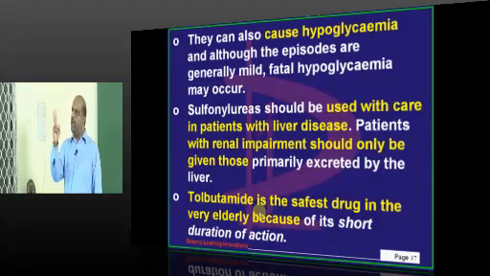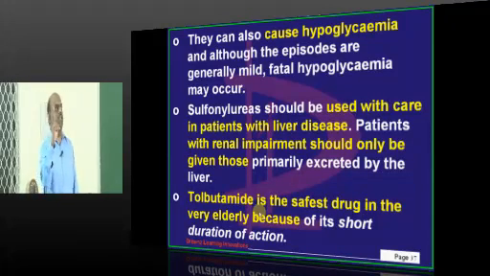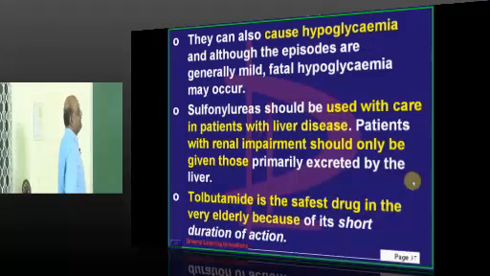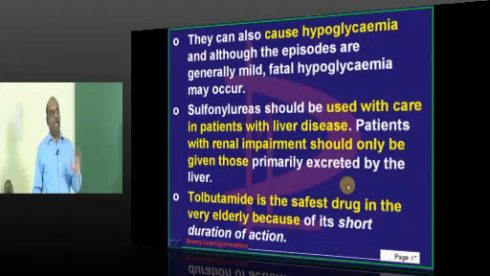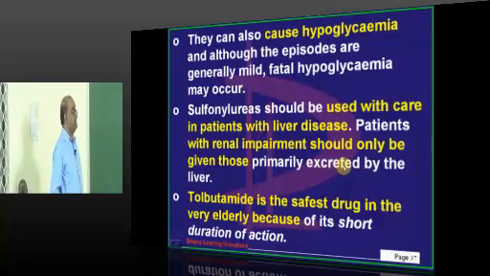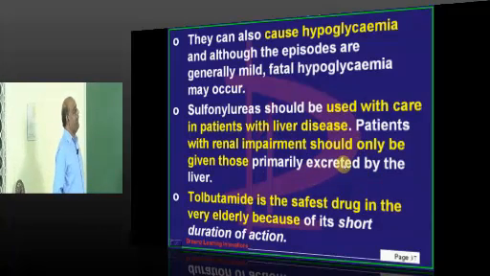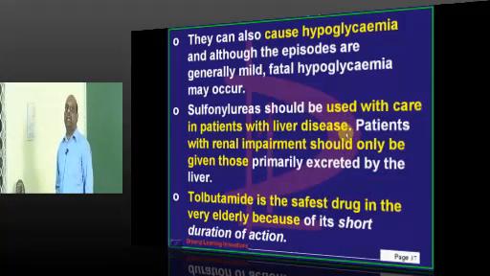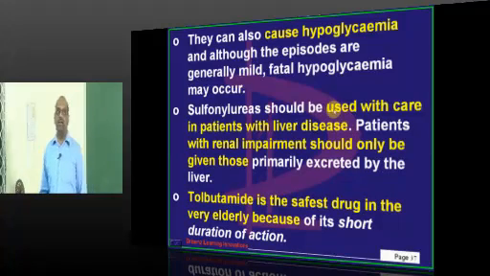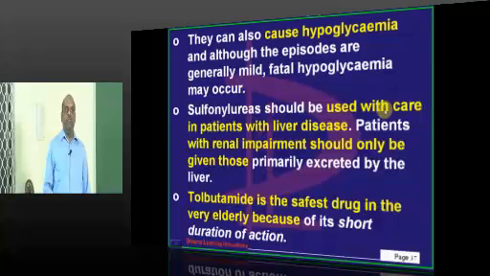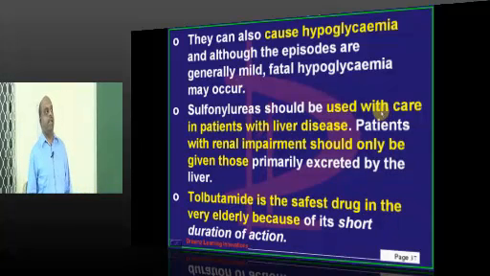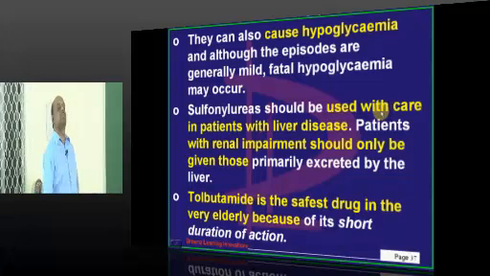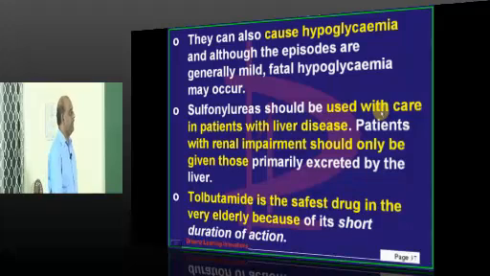And two important precautions in using sulfonylureas. If the patient has liver disease, you need to be careful. If the patient has renal impairment, you should always check how his liver is. Unless liver impairment is not there, you should not give sulfonylurea.